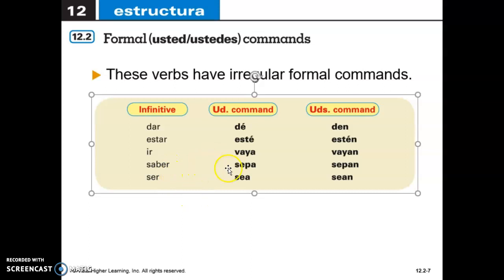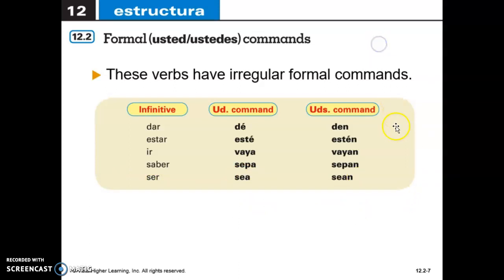Saber, sepa, sepan. Ser, sea, sean. Okay? So just a final example: I'm talking to my two little brothers and they are fighting, and I want them to be smart about it and stop fighting. I'm going to say, sean inteligentes. Be smart, don't fight, okay? Sean inteligentes. So those are just a few examples for you to remember how to use the formal commands.